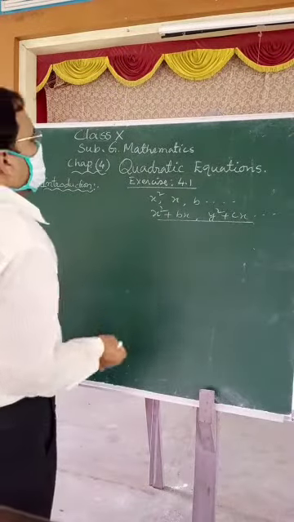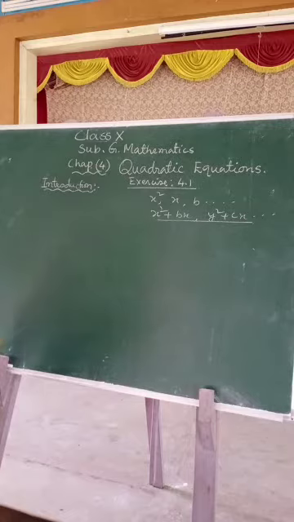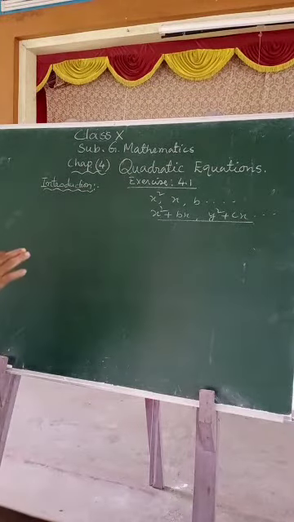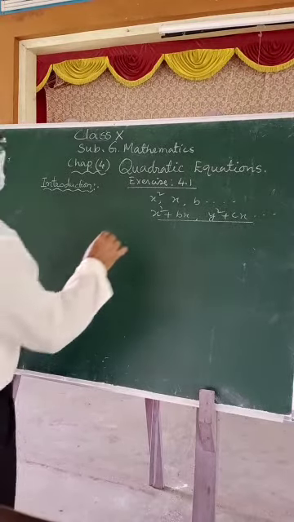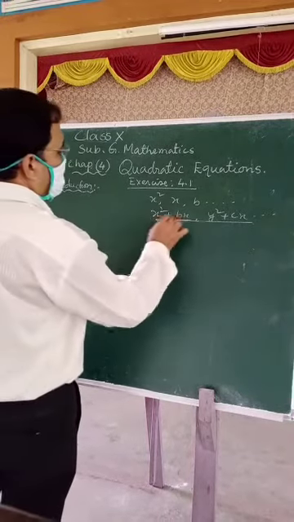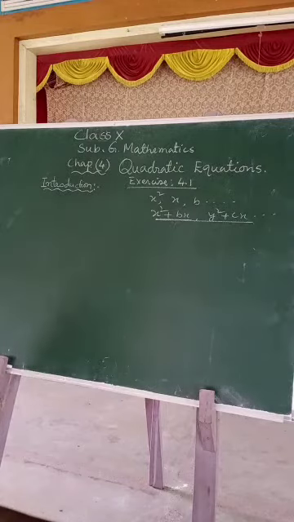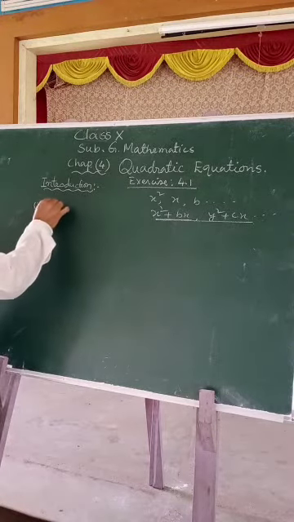Now, what is called quadratic? Quadratic means square. It is a polynomial in which the highest power of the variable is 2, a polynomial of degree 2. When the degree is 2, it is called a quadratic polynomial.